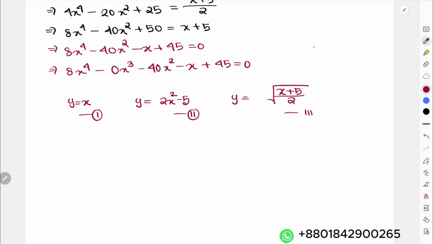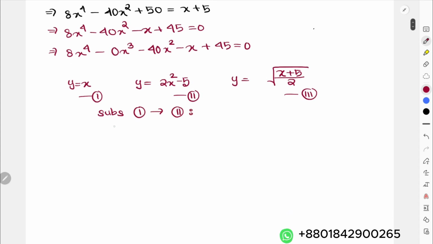This is 3. So if I'm going to substitute 1 into 2, then we actually get 2x^2 minus 5 equals x. From there we get 2x^2 minus x minus 5 equals 0. And I cannot factorize over here. From there I get how much?